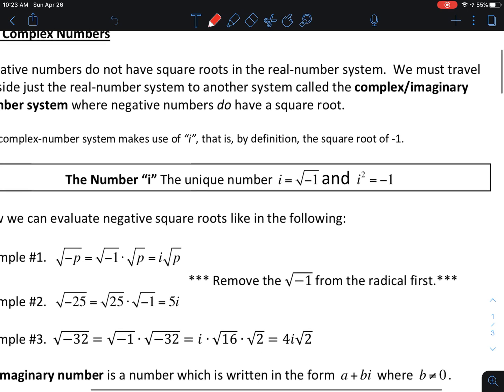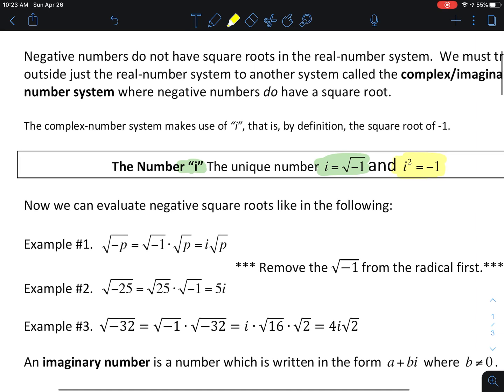By definition, we are going to start using the letter i to indicate that the result of square rooting a negative number is an imaginary number. So we use the number i, I know it's strange to say this, but the number i, and the definition of i is the square root of negative 1. And likewise, since i is equal to the square root of negative 1, i squared is equal to negative 1. These are the two things that you need to remember when you're working with complex numbers, okay?